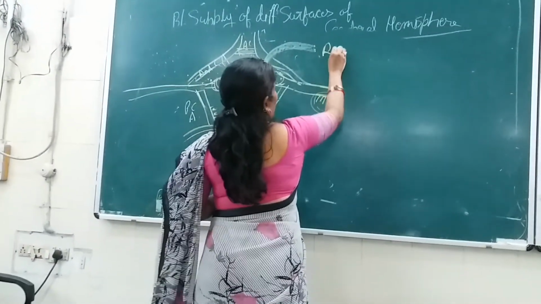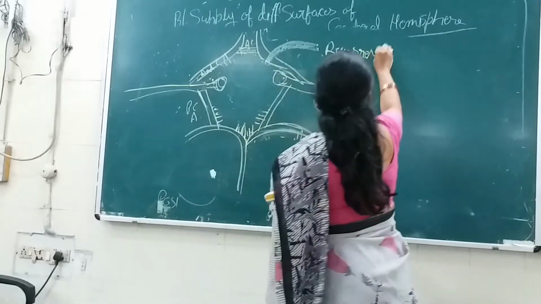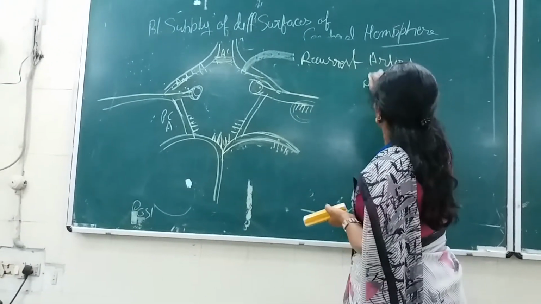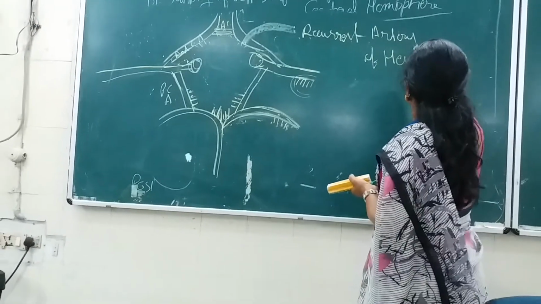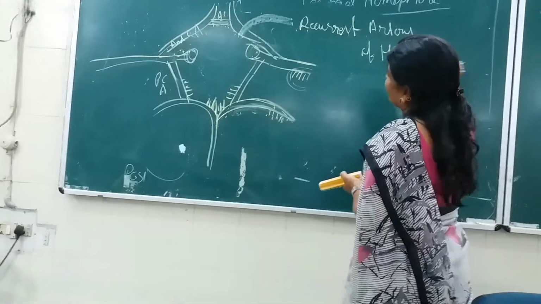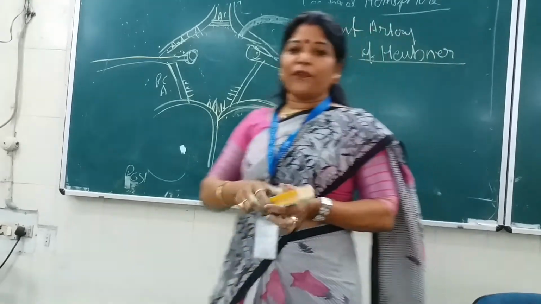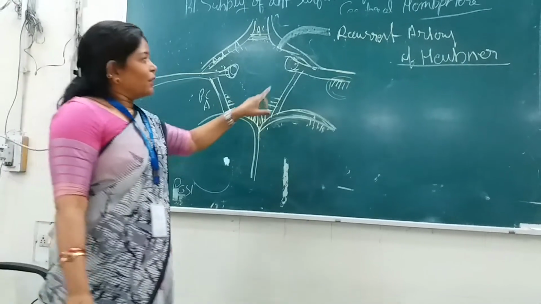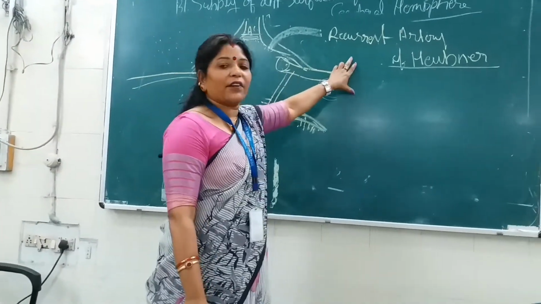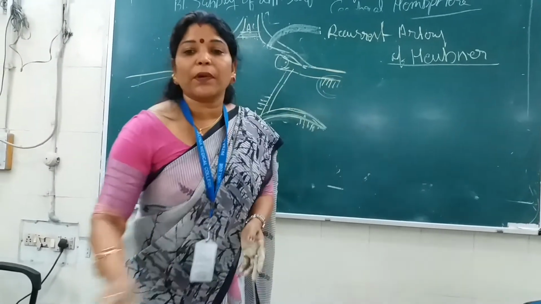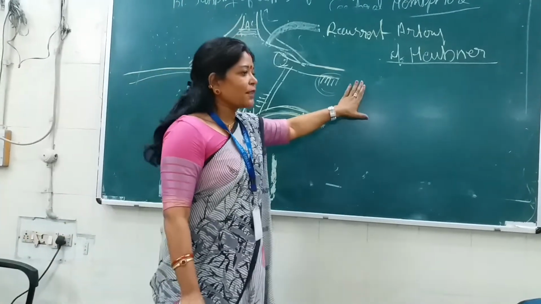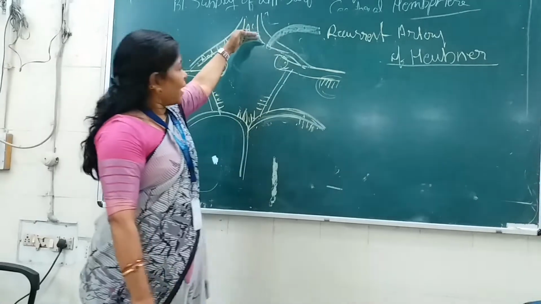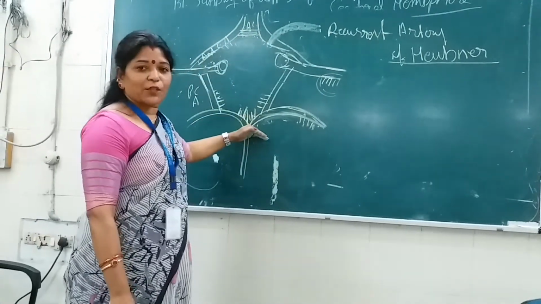Recurrent artery of Heubner, H-E-U-B-N-E-R. Okay. You have to remember the importance of this artery. It is the main supply of what? This is the anterior aspect and this is the posterior aspect.